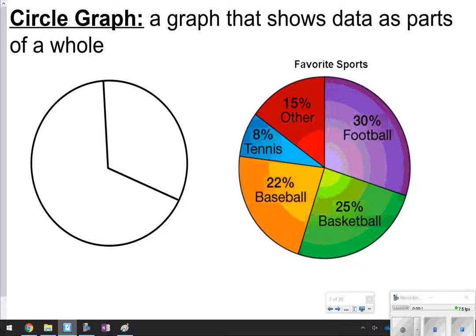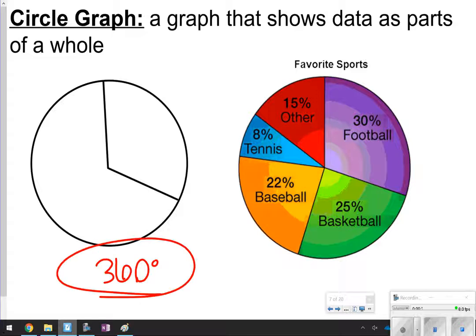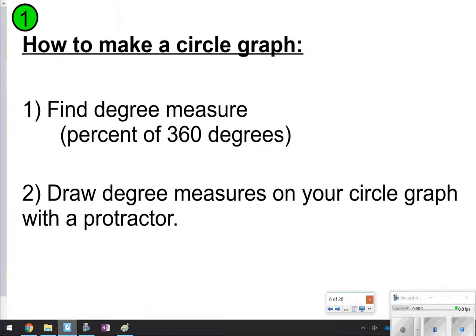First thing we want to make sure of is we know that a circle graph shows parts as a whole, and most of the time they are presented to us in percent form. We also know that circles have 360 degrees, so just make sure that you keep that in mind. Yesterday we learned about how to draw angles and measure them, so today we're going to be putting those both together and making a circle graph depending on their degree measurement. So the first thing we want to know is how to make a circle graph.